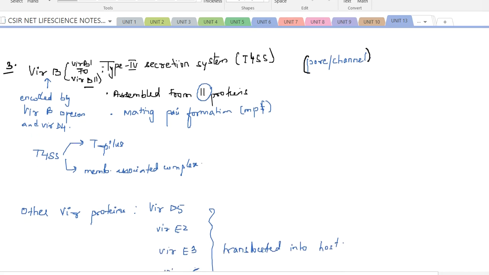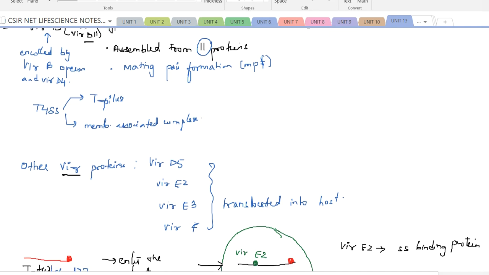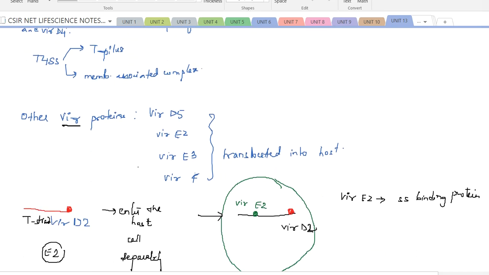Two components are there. Apart from that, there are several other Vir proteins which are translocated into the host. These are D5, E2, E3 and F. E3 is a helper of E2. And what is E2? E2 is a single stranded binding protein.